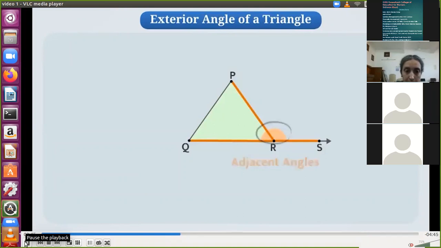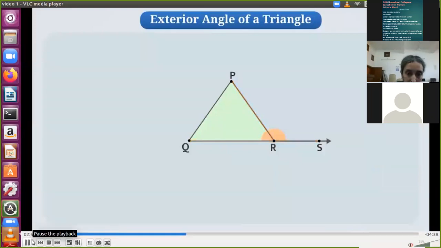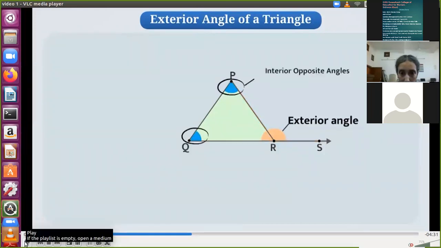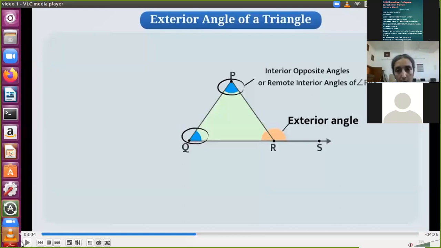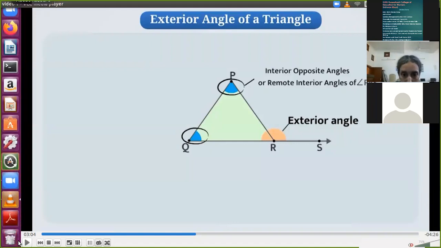Now, this is angle P and this is angle Q. What are these angles called? Angle PQR and angle RPQ. These are called interior opposite angles of the triangle, or these are also called remote interior angles of the triangle PQR.